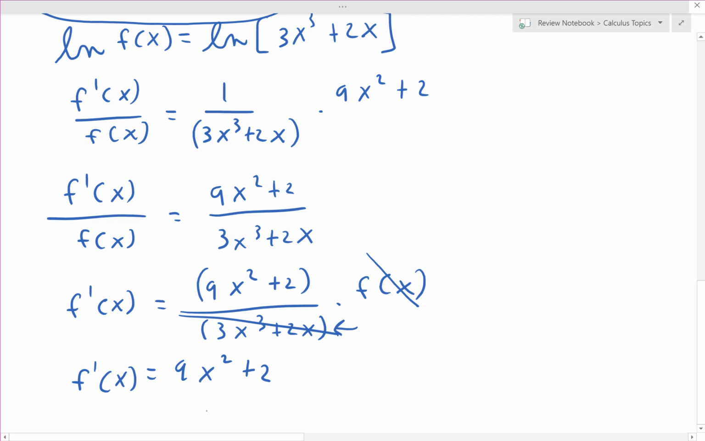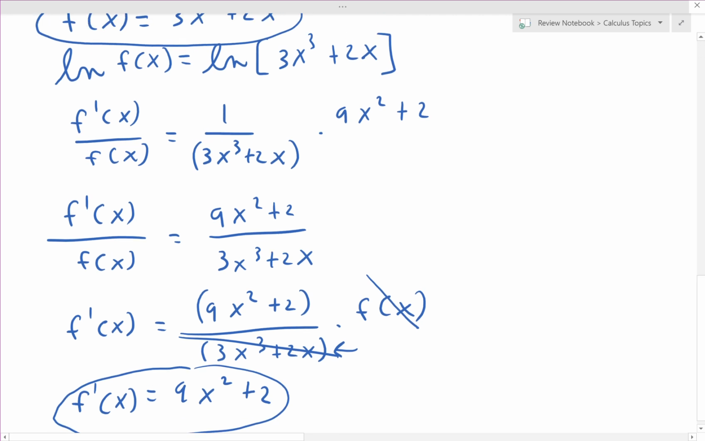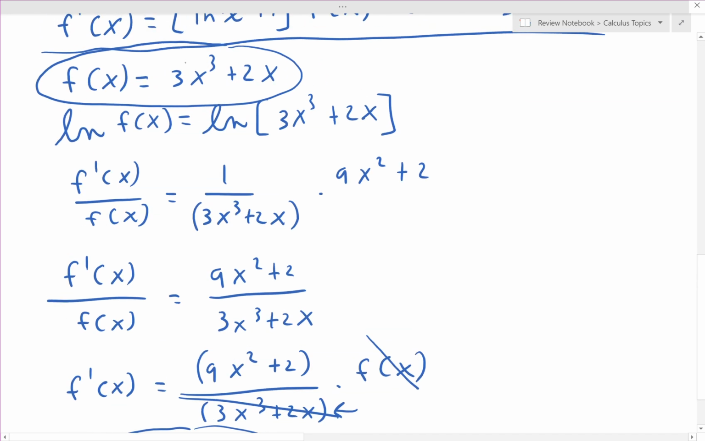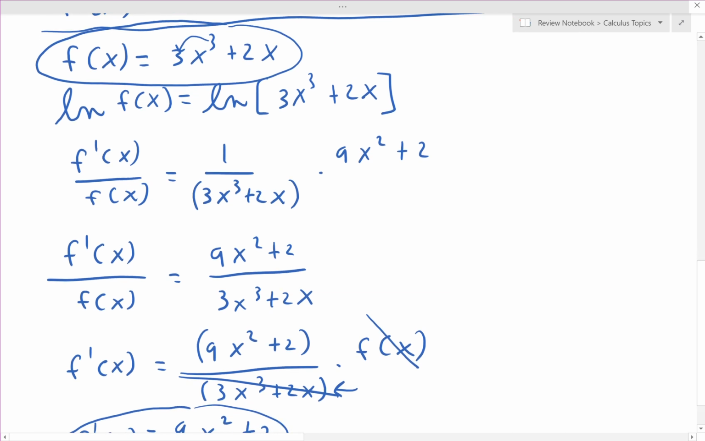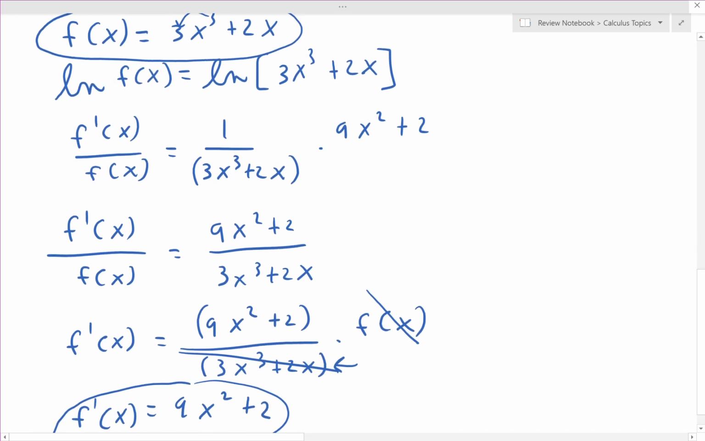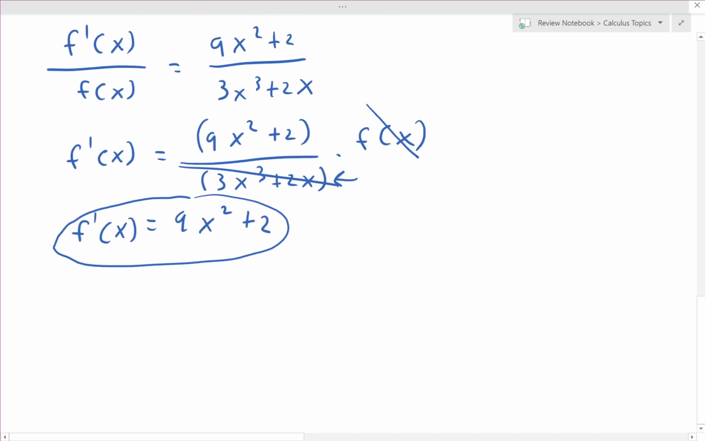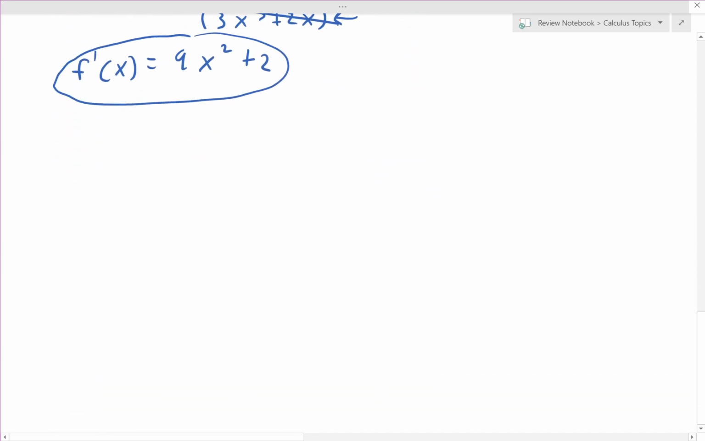We could have done that in one easy step with the power rule. Going back to our problem, we'd have 3 times 3 is 9x squared, and x to the 1 would just be the number. There you have it. So it's at your discretion which one you like depending on the complexity of the problem.